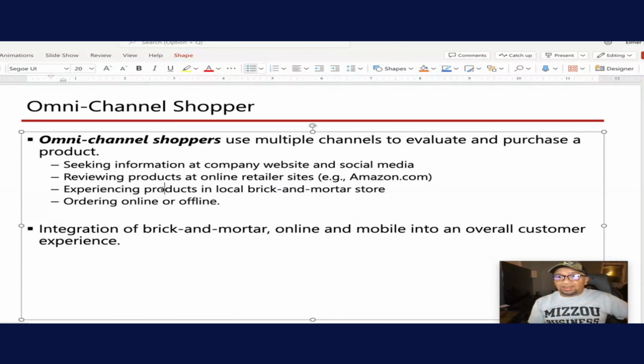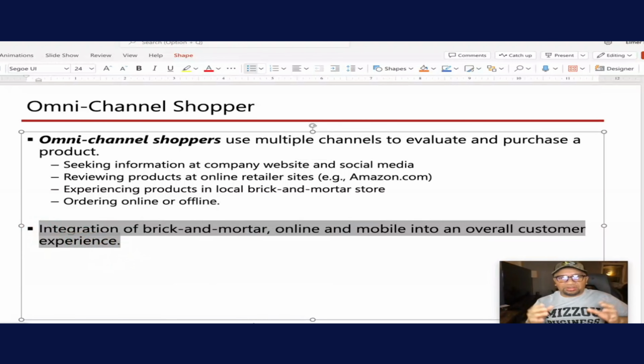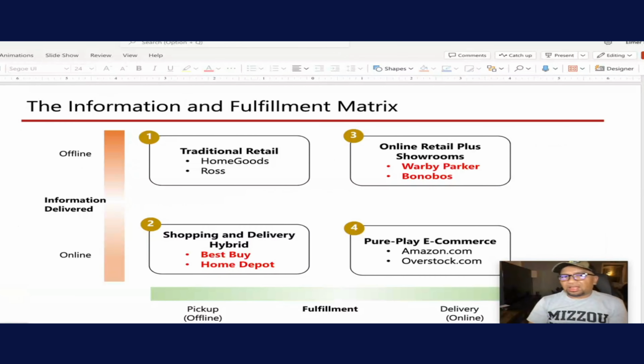So really what I'm trying to get at is this point right here. It's the integration of all of that together into the overall customer experience. So that goes back to my original point about user experience design. Like, how are we making it so that the products we create as marketers get to the consumers with the least friction? None of that frustration stuff, right? And there are many ways to go about doing it, and that's what this slide is about.